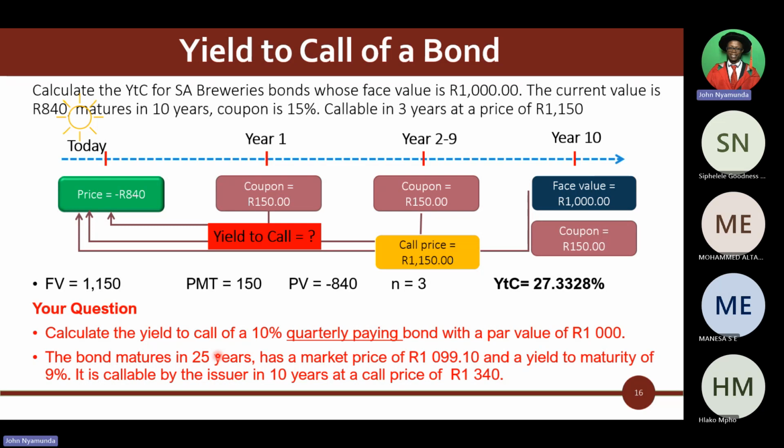Okay, so let's do this thing together. Let's pause. Let me allow Mohammed and Manessa and Spelele a chance to do this and post in the chat. Okay, Mohammed has put a stake in the ground and said 10.372.